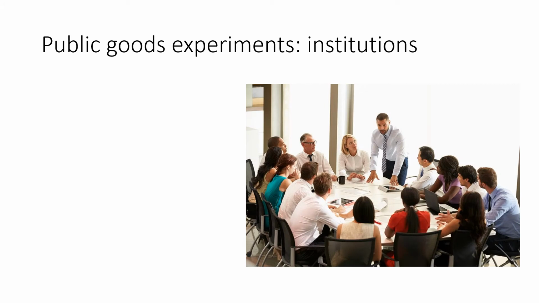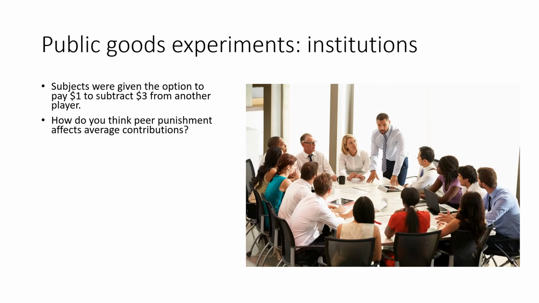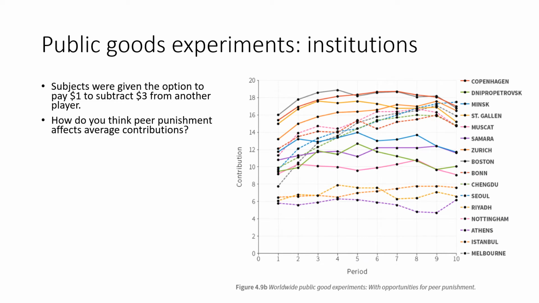What about public good experiments in institutions? Subjects were given the option to pay $1 to subtract $3 from another player. How do you think peer punishment affects average contributions? As you can see in this graph on your right hand side, you can get an answer to that question in the initial periods and the later periods.